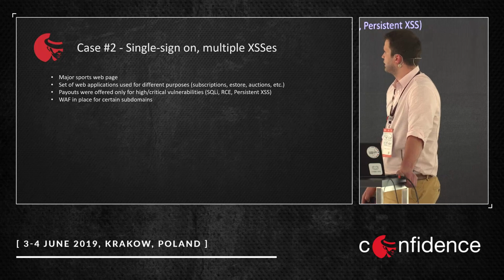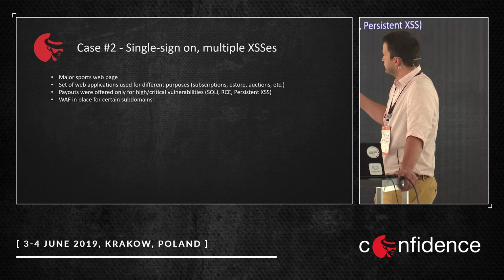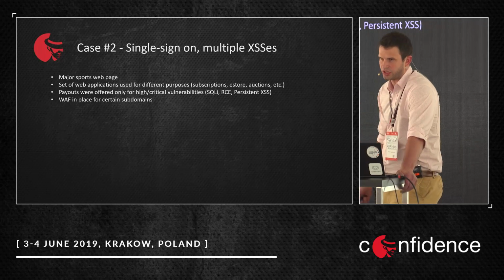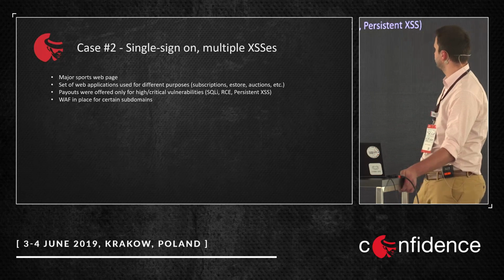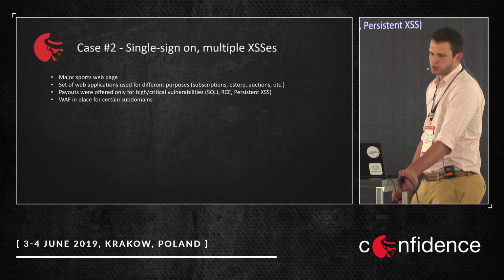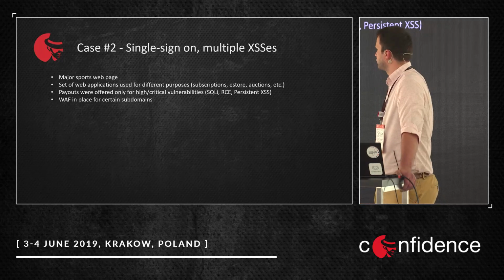And the payouts for these bug bounties were offered only for high impact vulnerabilities. As you can see, SQL injection, remote execution, or persistent XSS. What is more, you could easily see that there is a web application firewall for certain subdomains, because the payloads were just blocked.